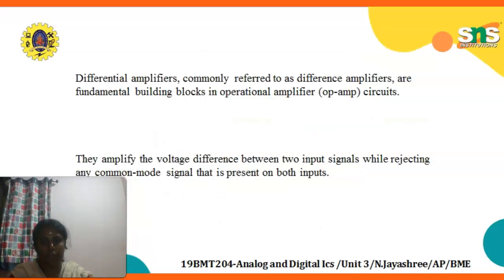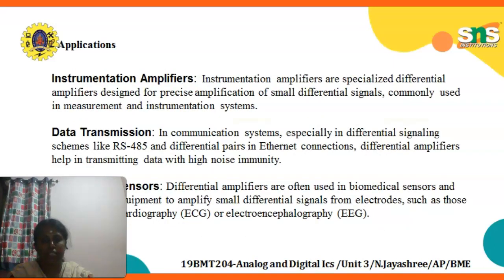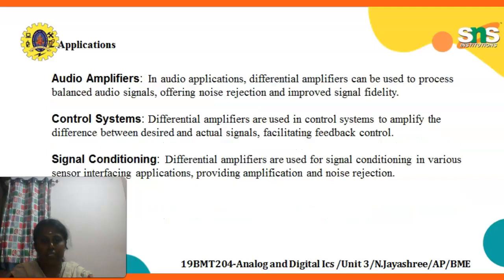So a differential amplifier, commonly called a difference amplifier, is a fundamental building block in operational amplifier circuits. They amplify the voltage difference between the two signals while rejecting any common mode signal that is present on both the inputs. So the advantages are noise rejection, improved linearity, increased dynamic range, and common mode rejection ratio, and the applications are instrumentation amplifiers, data transmission, biomedical sensors, audio amplifiers, control systems and signal conditioning.